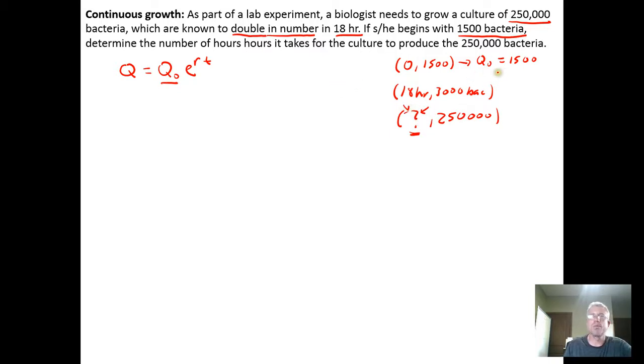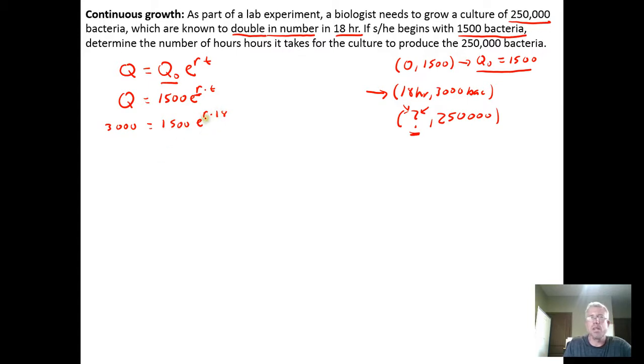So first step, we know what Q naught is, so let's update the model with Q naught. Q equals Q naught, the initial number of bacteria, 1,500, times e to the rate times time. We need now to figure out what R is, the rate, and we do that by using the doubling time. We know that in 18 hours we will have Q equals 3,000 bacteria, so replace Q with 3,000 equals 1,500 e to the rate times time. Time will be 18 hours.